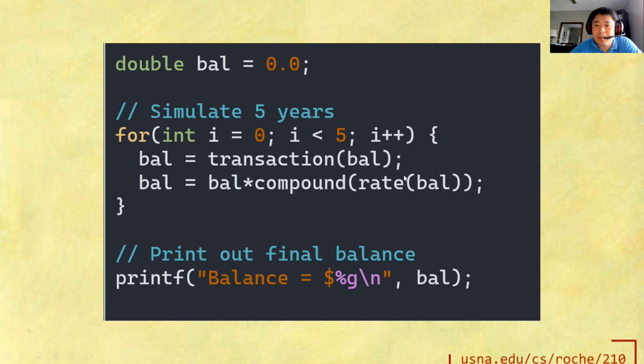And then the rate is what? Modified rate based on the balance, right? And then you actually compute the compound rate and then multiply with the original balance. And that's basically interest included. And then that's the simulation for 1 year. And then you do that 5 years, and then you print out the balance at the end of that. That's main. Super easy.